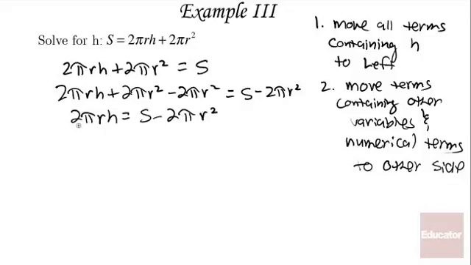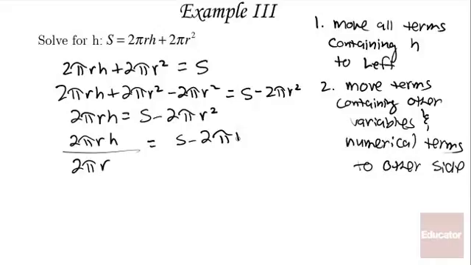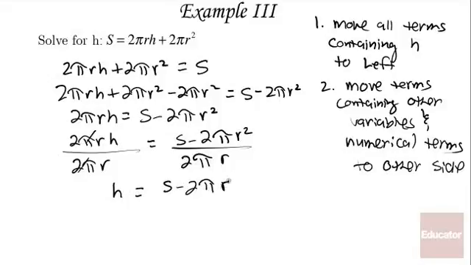Okay. Now I'm just left with one more step. I have to isolate the h by dividing both sides by 2 pi r. These cancel out, and now I have h alone equals s minus 2 pi r squared over 2 pi r.